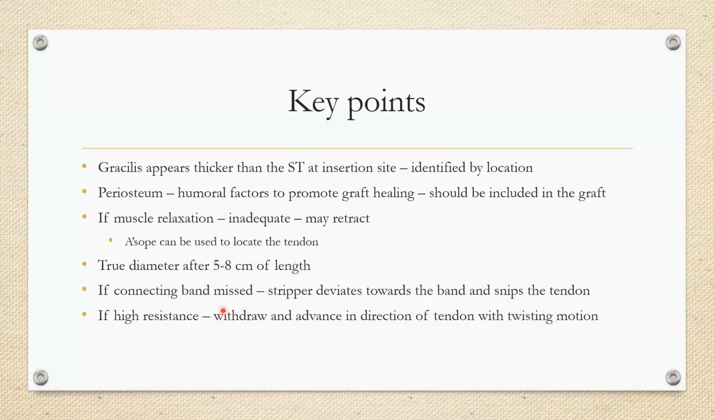If a vinculum is missed and the stripper is advanced very aggressively, it can deviate along the course of the vinculum, and hence can snare the tendon and we can lose the diameter. Hence, if at any point there is high resistance encountered while harvesting the tendon, it should be withdrawn and advanced in the direction of the tendon with a gentle twisting motion.